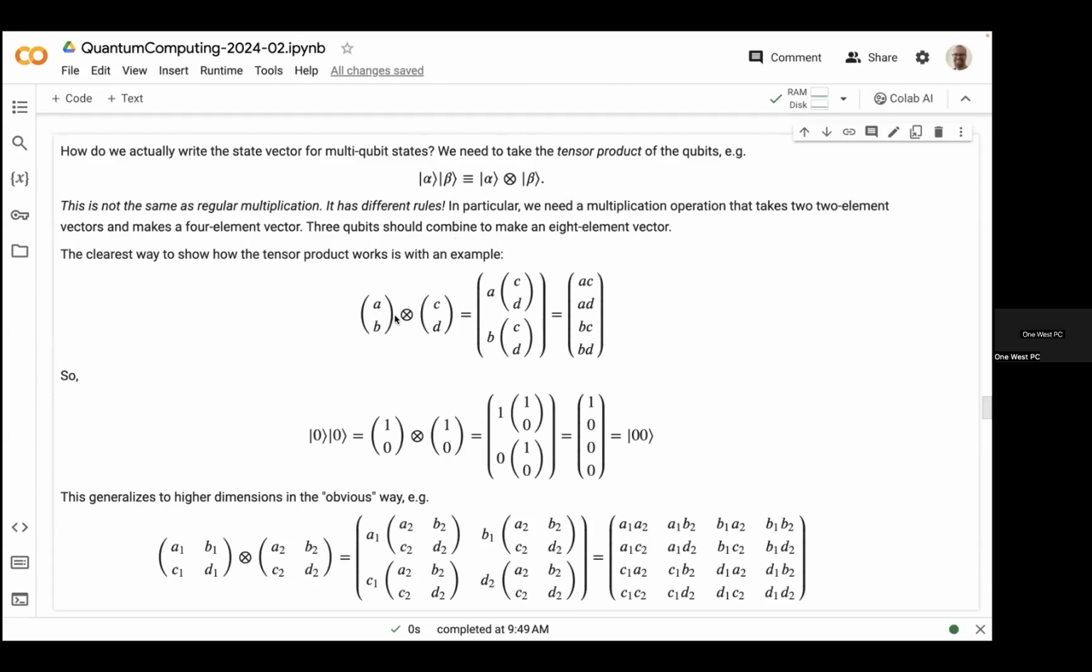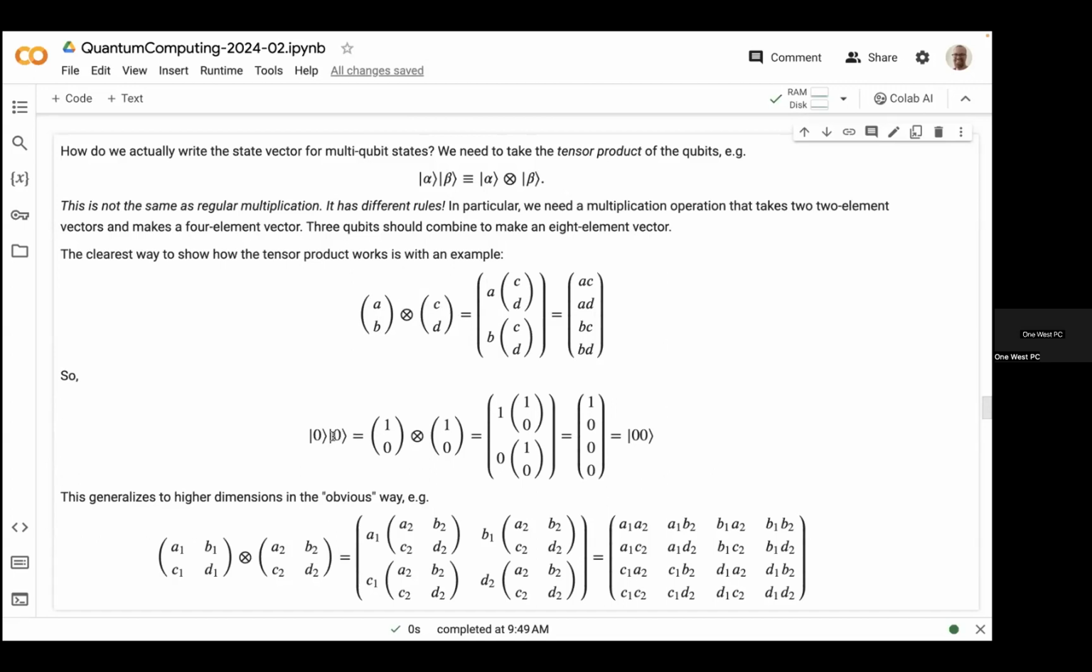The tensor product for two element vectors looks like this. You take the second one and you stick it up against the elements of the first, and then you can multiply them out, right? So I have A, B, and C, D. Basically, it tells me take C, D, stick it up against A, take C, D, stick it up against B. There I go. A C, A D, B C, B D, right? So you could look at that.